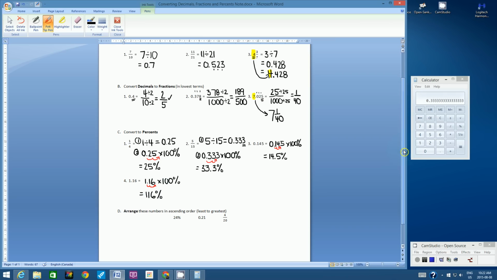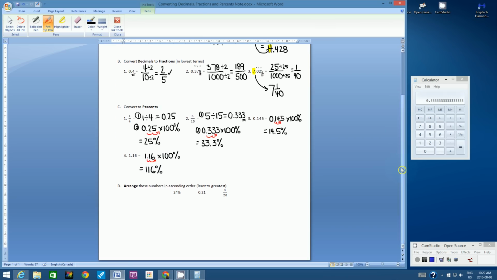So in section D, different type of question, but it's very similar. You're going to combine all of the skills on this sheet. Arrange these numbers in ascending order, okay? Another word for ascending order is numerical order. And what does numerical order mean? It simply means least to greatest. So the problem is the three numbers are all in different forms. We have a percent, we have a decimal, and we have a fraction.